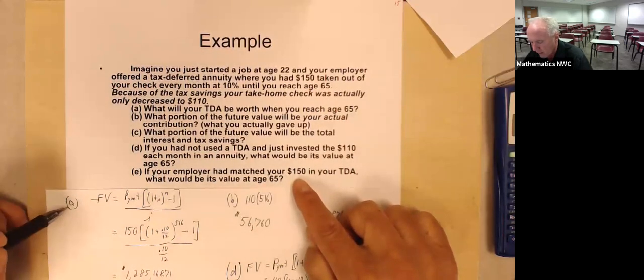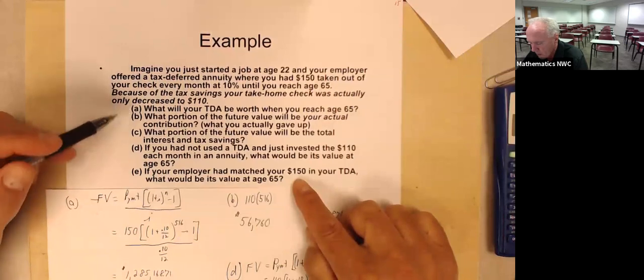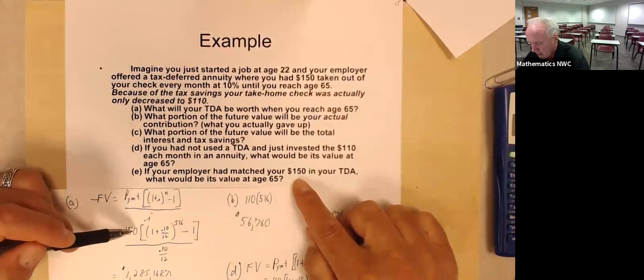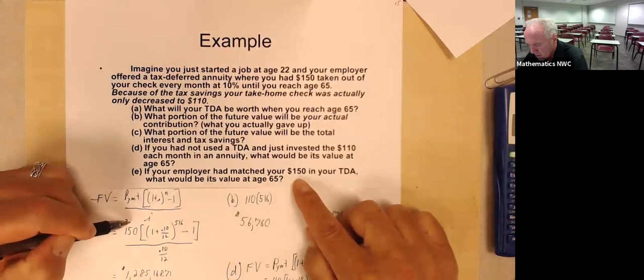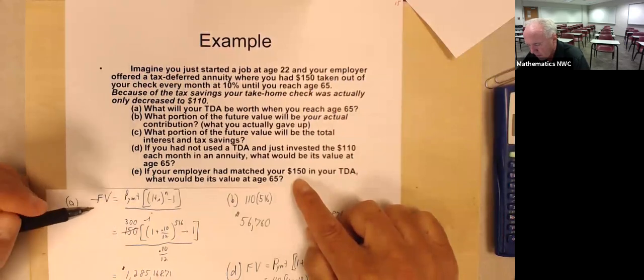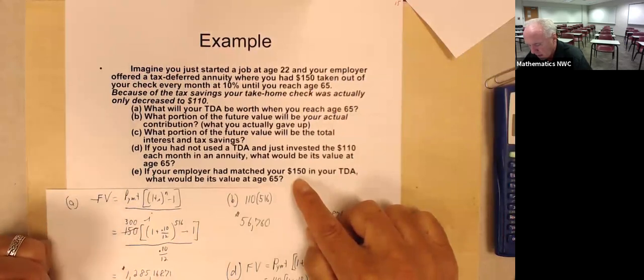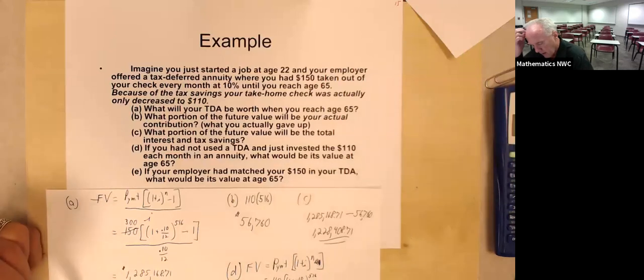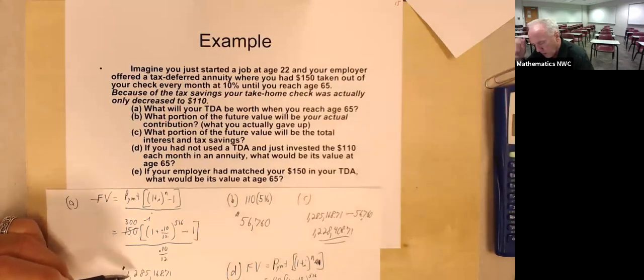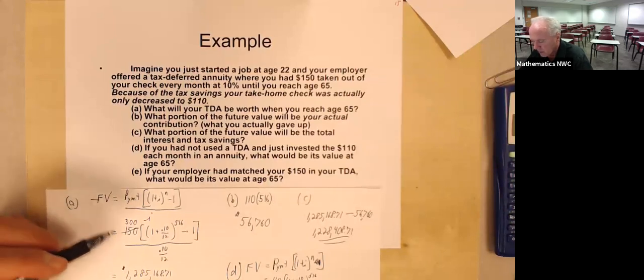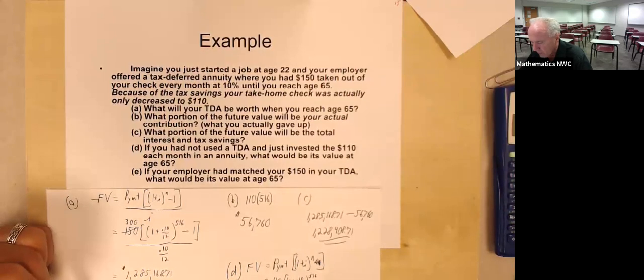Well, let's go back to part A. Part A, we found the worth if I just put in 150, but if my employer matches it, do you see that this number for payment would have been 300? It would have doubled this. If you double that, you get about 2,570,000, something like that, double that amount. Rather than 1.285 million, 2,570,000, something of that nature. Would have doubled the amount.